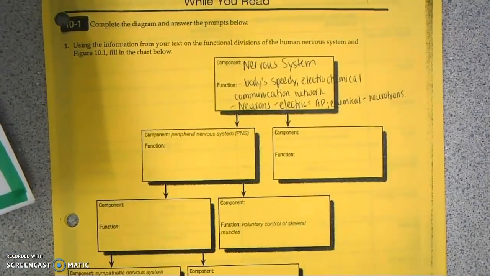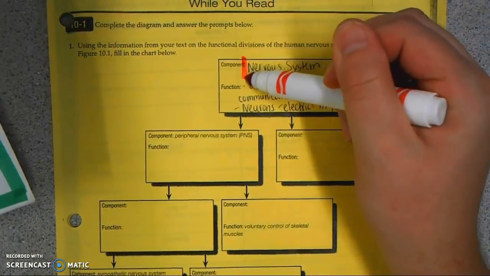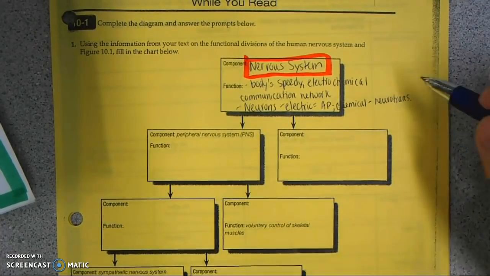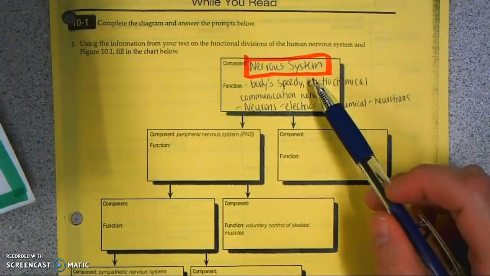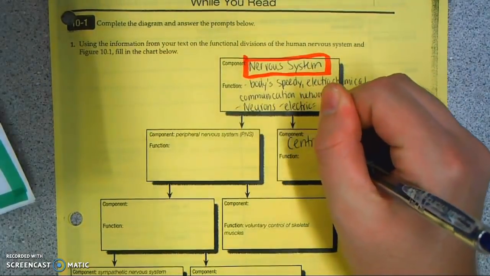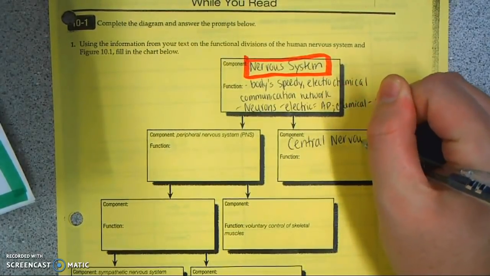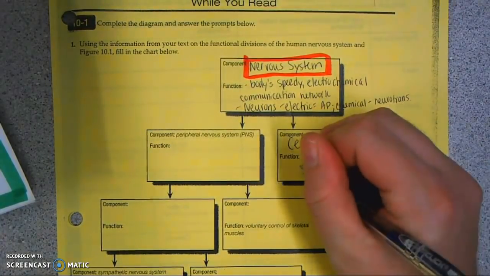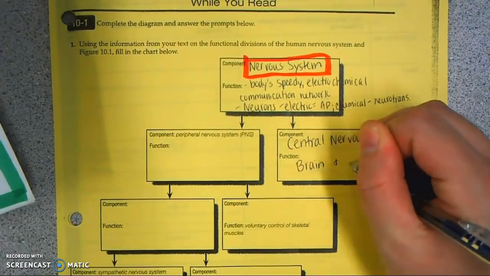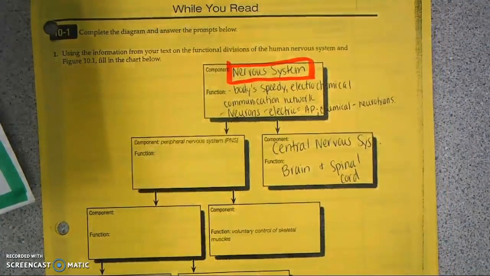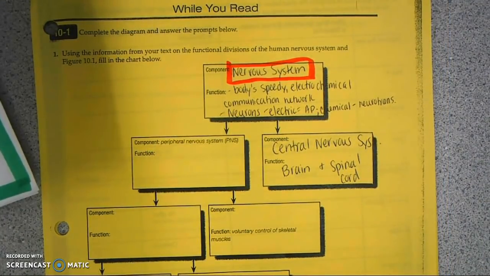That's kind of like our heading. We're talking about the whole nervous system, one of the two communication systems in your body, the second one being the endocrine system. We're going to focus today just on the nervous system. The nervous system is split into two parts. The first part is the central nervous system, which is made up of the brain and the spinal cord.